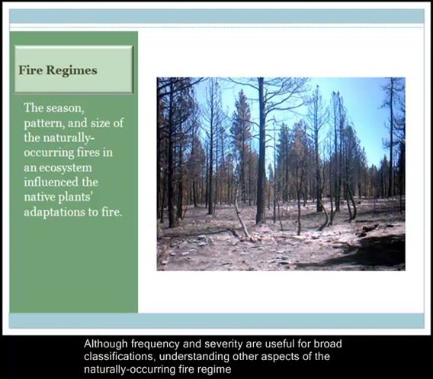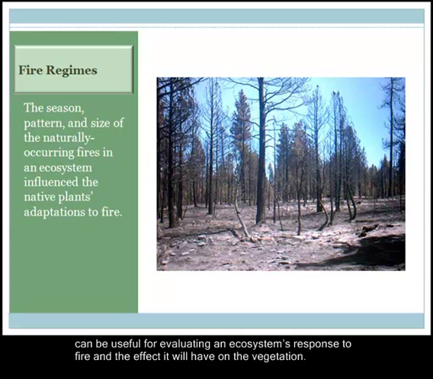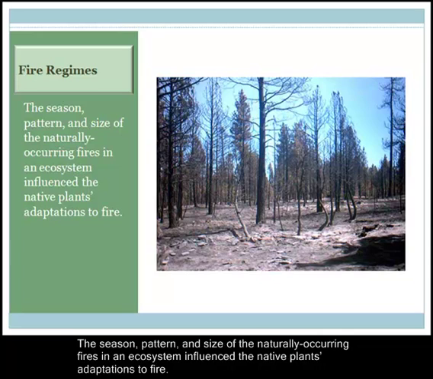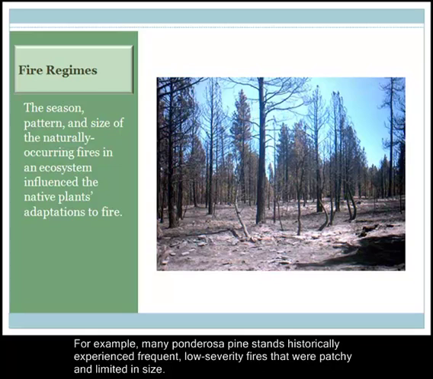Although frequency and severity are useful for broad classifications, understanding other aspects of the naturally occurring fire regime can be useful for evaluating an ecosystem's response to fire and the effect it will have on the vegetation. The season, pattern, and size of the naturally occurring fires in an ecosystem influenced the native plants' adaptations to fire. For example, many ponderosa pine stands historically experienced frequent, low-severity fires that were patchy and limited in size.